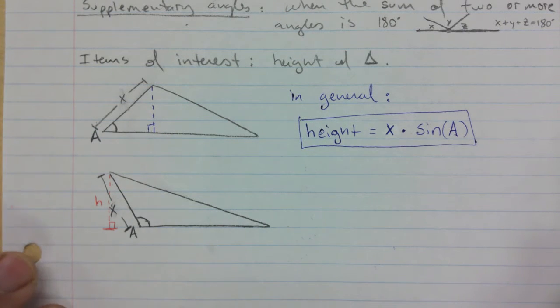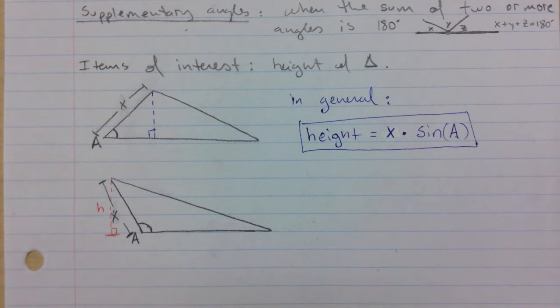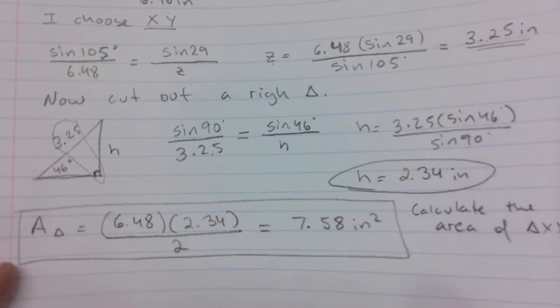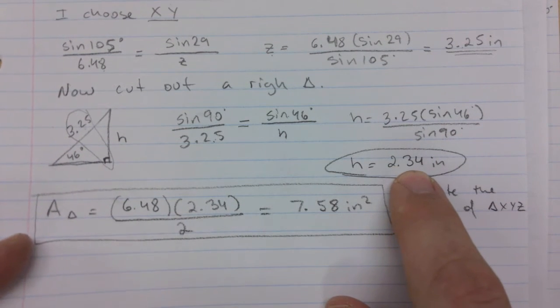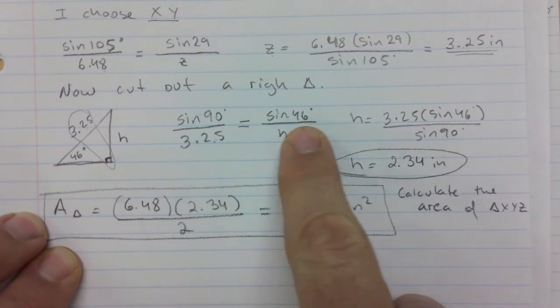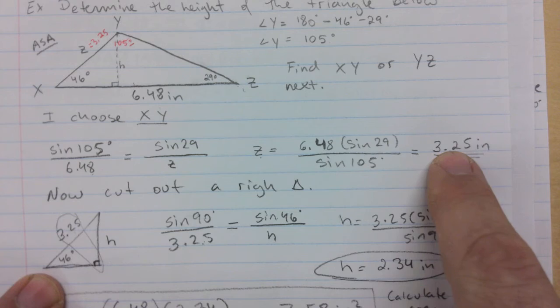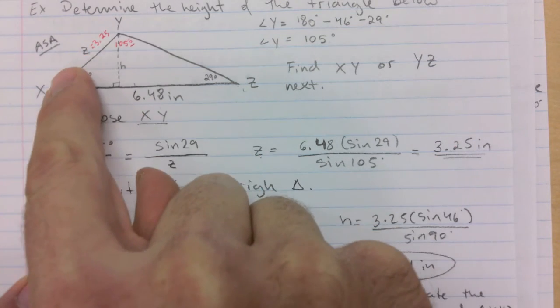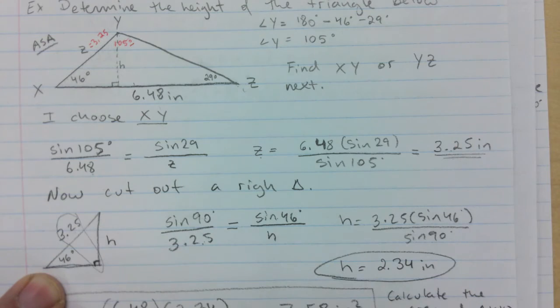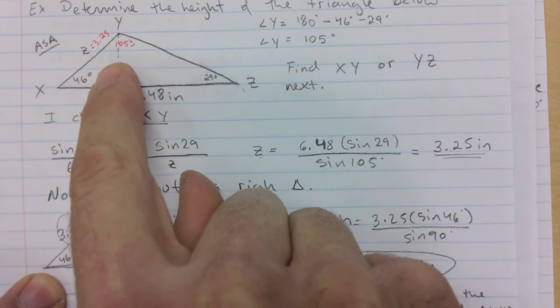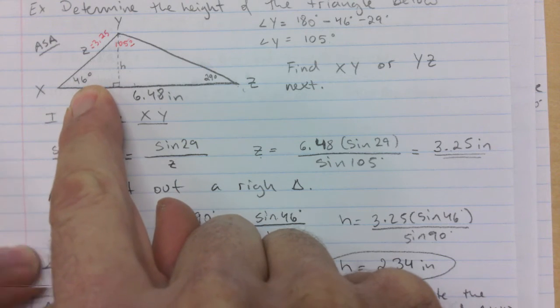So I think I would just like you to see that. We found the height earlier, right? Here. I'm just going to show you. You don't have to copy this, but we found the height to be 2.34 inches, right? We had to do all of this here. But really, once we found the 3.25, that is this side right here. So technically, by that reasoning, we could have said, hey, I know the height is 3.25 times sine of 46.